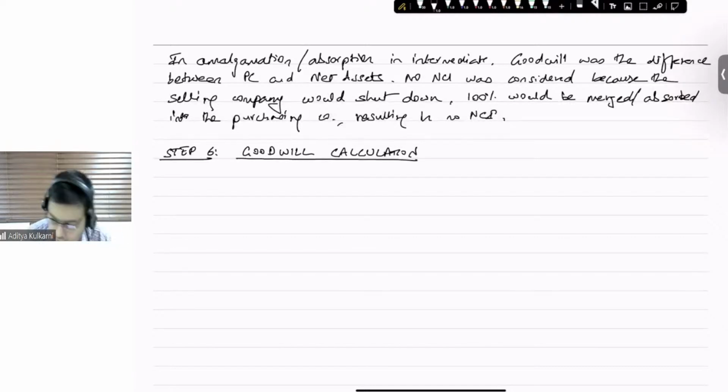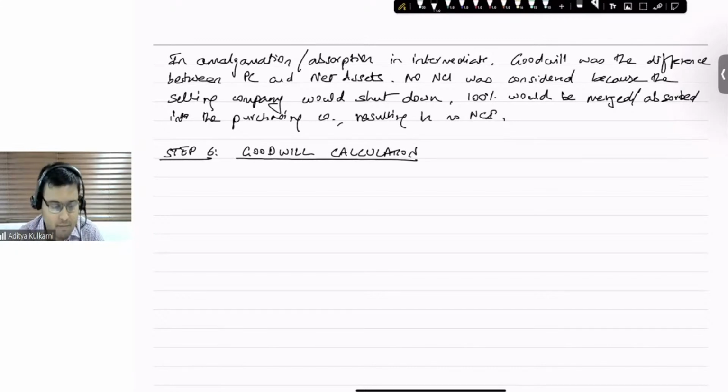That is goodwill calculation. After all this, we come to the last step, that is goodwill calculation. The final destination of Ind AS 103 ends at this stage. This is the final end point of the whole standard, that is all the hard work that we have done and that we will be doing in the future.